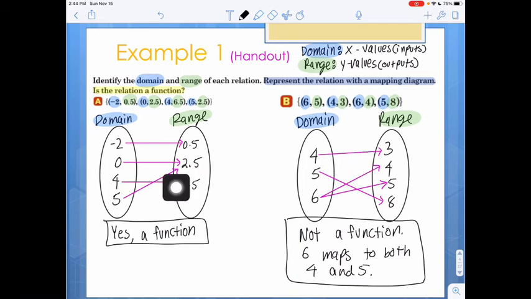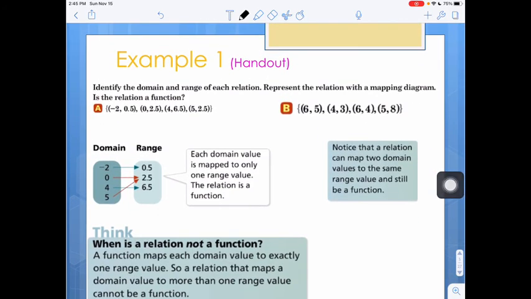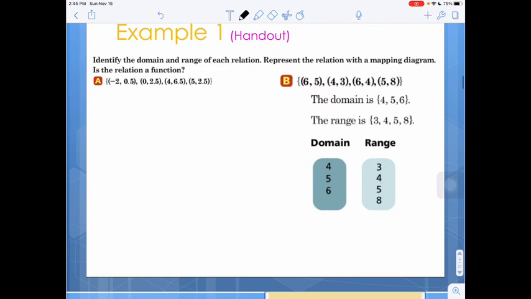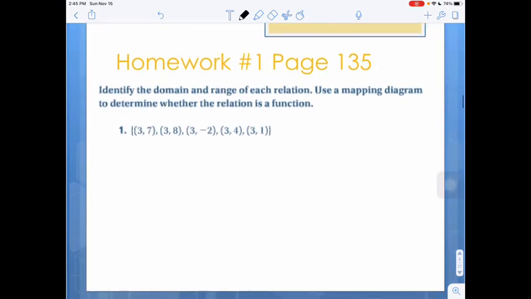Now, what I would like you to notice is over here in part A, the range value 2.5 had arrows coming from both 5 and 0. That doesn't matter. It only matters going from the domain to the range. So as long as each of these only has one arrow leaving it, that's good. This next slide has the work for part A and then part B, along with some explanations. And now I would like you to try number 1 on page 135: identify the domain and range of each relation, and use a mapping diagram to determine whether the relation is a function.